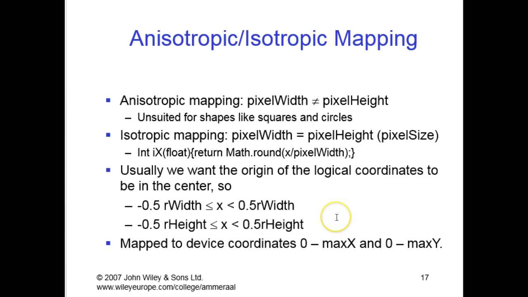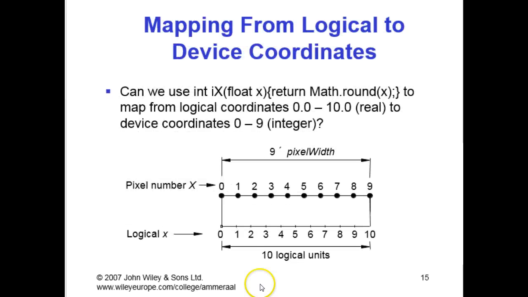Once we start doing that, though, we're talking about scaling, right? We're no longer in a one-to-one correspondence with logical coordinate length and device length. So we can really go with any scale. We don't have to go 0 to 9, 0 to 10. This could be 0 to 1,000 and 0 to 50 or whatever.